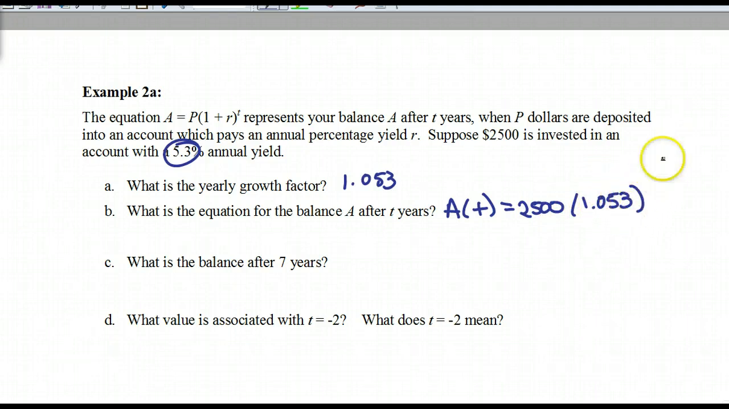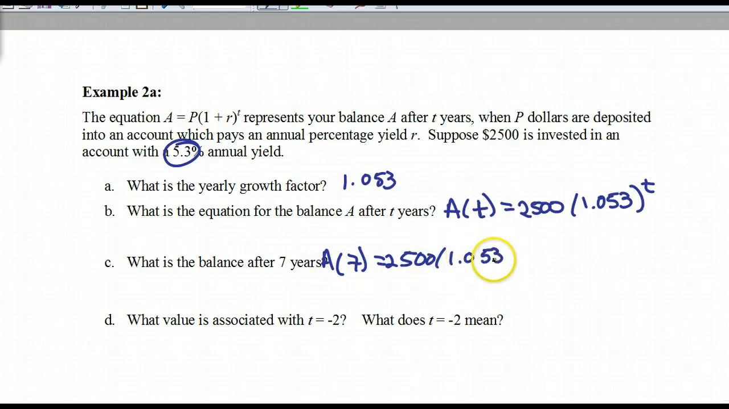to the, it's A of t, sorry. Yep, to the t power. Part C, we're just taking this and we're going to find it after 7 years. So 2,500 times 1.053 to the 7th power. So if I put this in the calculator, this is what I got. You guys better double check my work here.